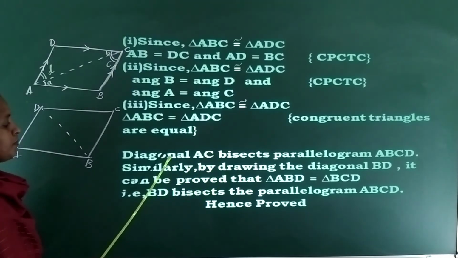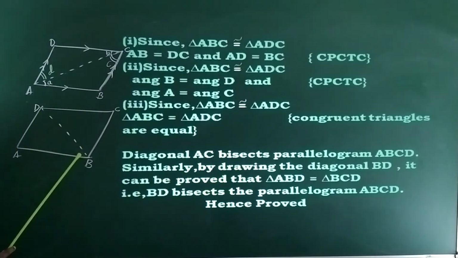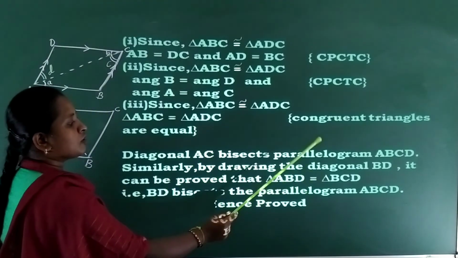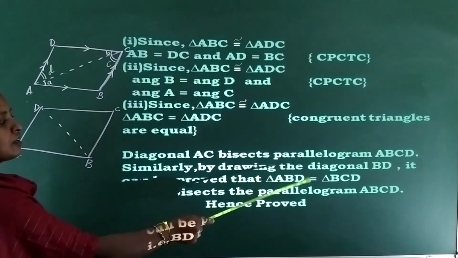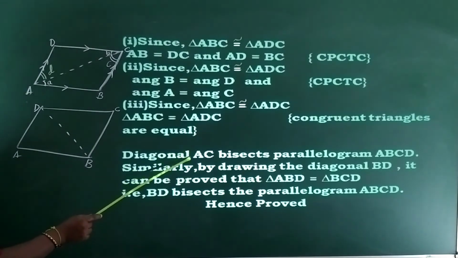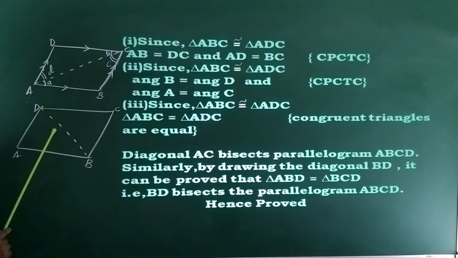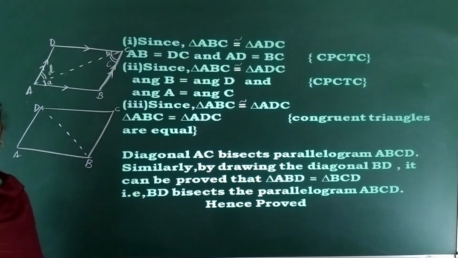See here, so similarly by drawing BD, one of the diagonals. How AC is one of the diagonals, BD is also one of the diagonals. If you draw this diagonal, how many triangles are created? Two. Which are those? ABD, BCD. See here, triangle ABD is equal to triangle BCD. That is, BD bisects the parallelogram ABCD. So AC bisects also we have proved. Similarly BD, if you write this, that is also going to be proved for parallelogram ABCD. Hence proved means we have proved this one.